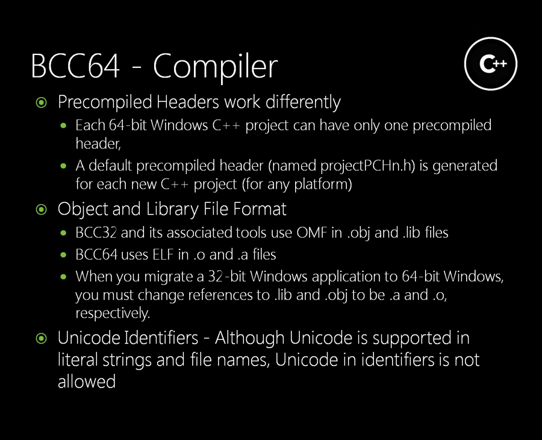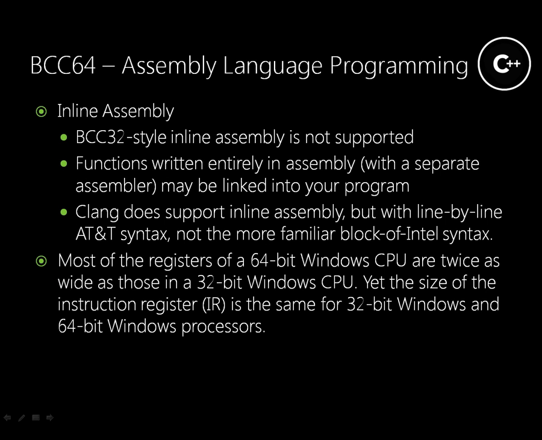When you migrate a 32-bit Windows application to 64-bit Windows, you must change references to .lib and .obj to be .a and .o respectively. You can use Unicode in literal strings and file names, but Unicode is not allowed in identifiers in BCC64. If you want to do inline assembler, BCC32 style inline assembler is not supported.